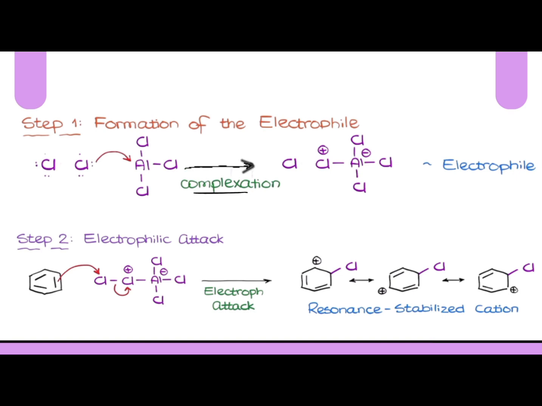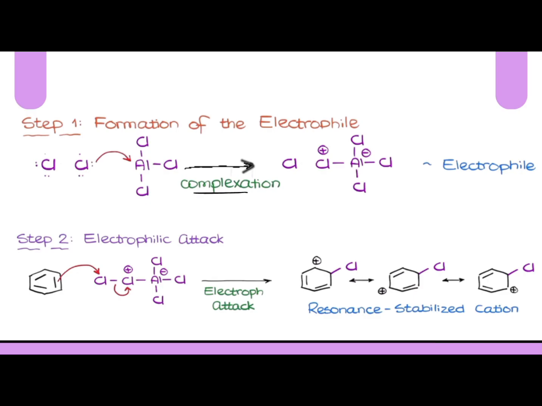As a result, a new complex is formed between chlorine and aluminum chloride. The bond between aluminum and chlorine makes the chlorine much more electrophilic. This new complex is now our electrophile, ready to react with the benzene ring.